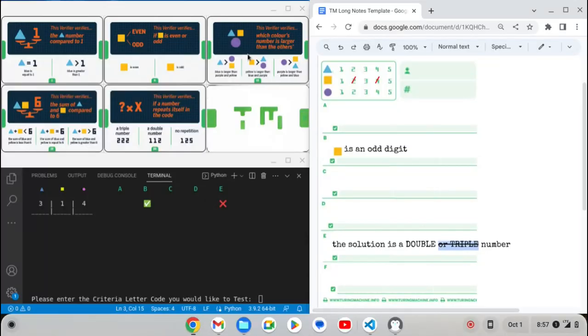And again, notice that we do have this criteria card C, that's the largest. So that means that whatever is not coupled, not duplicated, that must be the largest digit. And let's see, what else could we test?